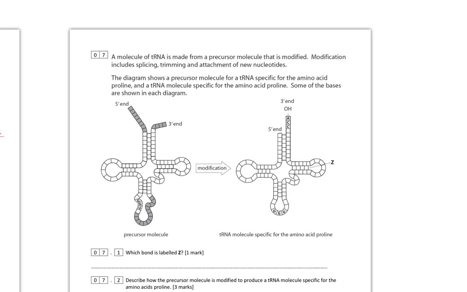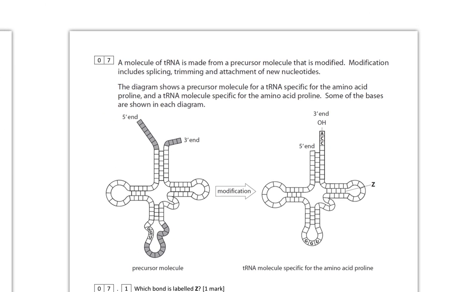Number 7. A molecule of tRNA is made from a precursor molecule that is modified, and that's on the left. Modification includes splicing, right? I'm going to underline a bit of this. Splicing, trimming, and attachment of new nucleotides. The diagram shows the precursor for tRNA for the specific amino acid proline, and a tRNA molecule specific for the amino acid proline. Some of the bases are shown in the diagram. So let's have a go.